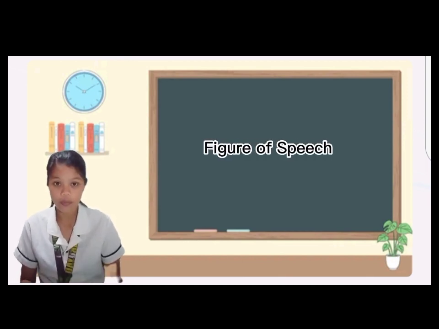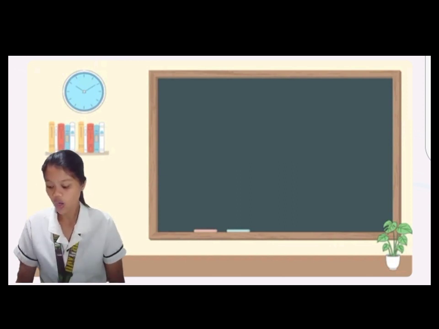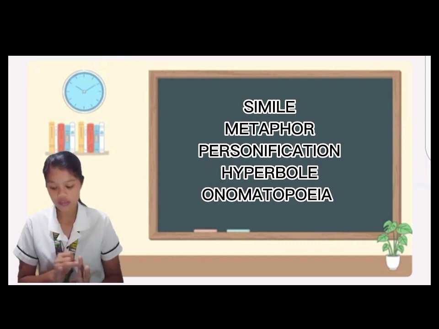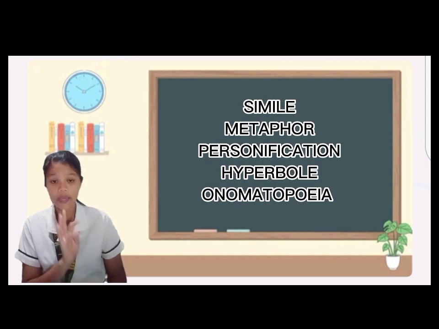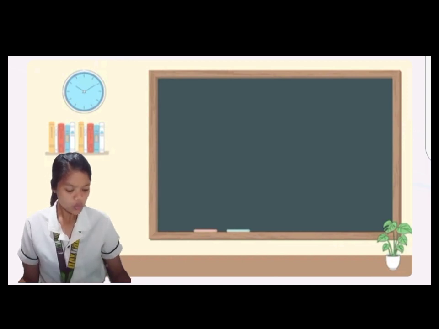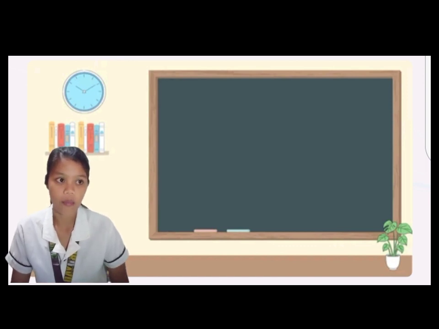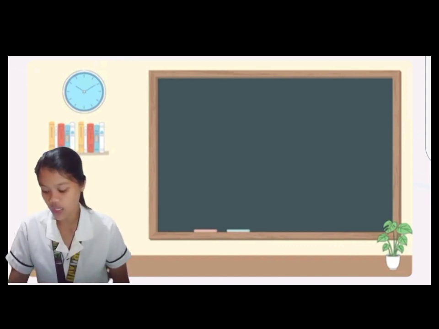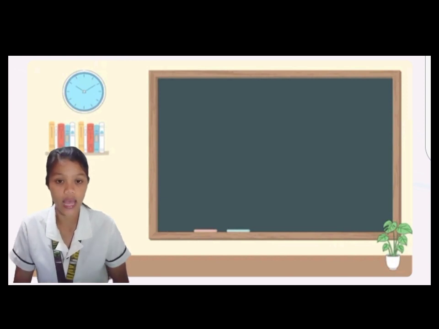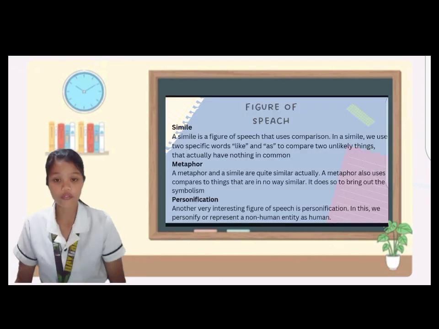So, figure of speech. So, we have 5 main figure of speech. These are simile, metaphors, personification, hyperbole, and onomatopoeia. So, that is the 5 main figure of speech. So, why we will discuss it? Because some of the stories contain this figure of speech. Okay, so we will see what are those, what are the figure of speech, what are the meaning of those figure of speech.